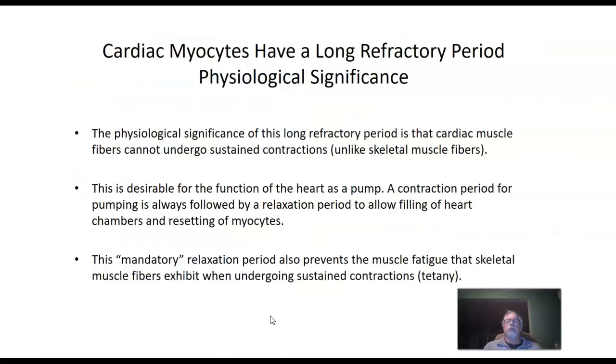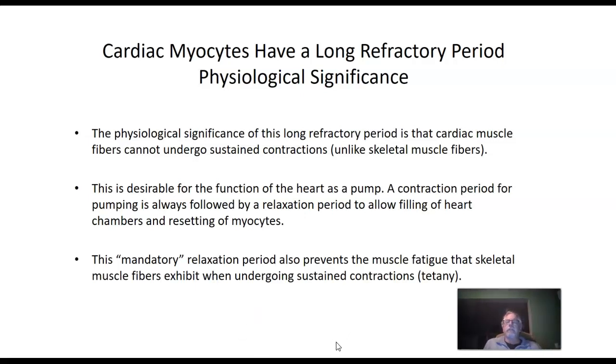So to summarize, cardiac myocytes have a long refractory period, and skeletal myocytes have a short one. The significance of a long refractory period in cardiac myocytes is that they cannot sustain a contraction, and that's a good thing because we want them to relax. During relaxation, the heart can fill, and they can contract again after this relaxation period to pump blood out. So in cardiac myocytes, there's a requirement for a relaxation period alternating with the contractions.